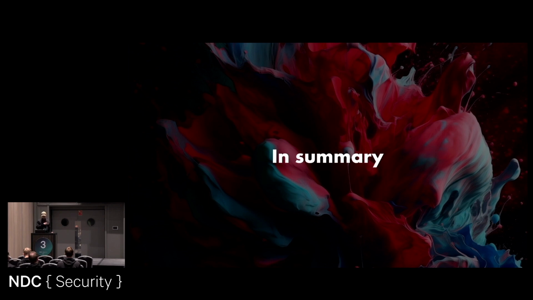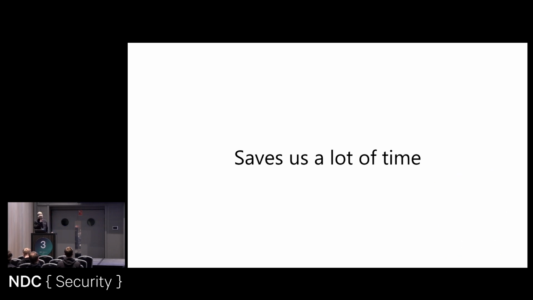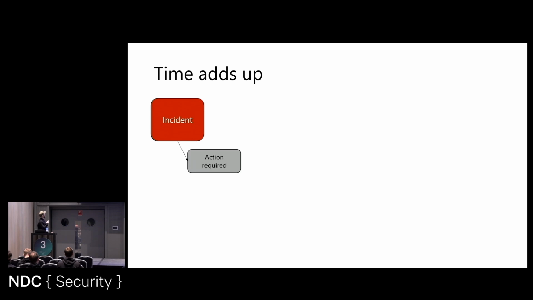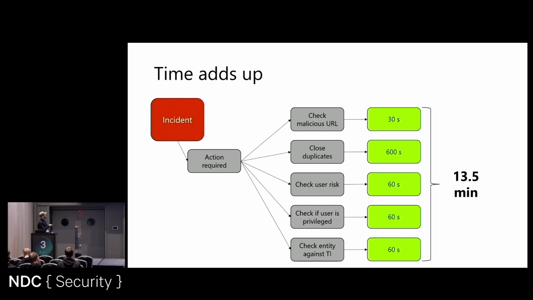This brings me to the end, just to try to summarize, because yeah, what were we really talking about? Automation is quite neat. It saves us a lot of time, and time adds up. When you're handling an incident, some things you need to do take a certain amount of time. If you're experienced, it takes less time. If you're not as experienced, it takes more. I just made some examples here. A normal incident can take longer than this. It can take shorter than this. But this is just an example.